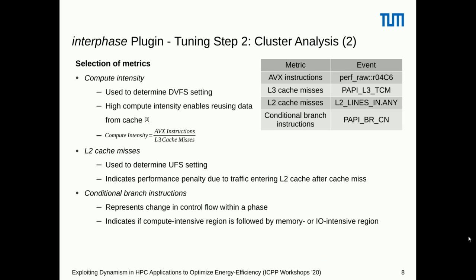First, compute intensity. This is a good metric to determine the DVFS setting, since codes that have a high compute intensity have the possibility of reusing data in the cache and hence have fewer last level cache misses. We define compute intensity as the ratio of AVX calculation instructions to the L3 cache misses. This, however, is not the best metric to determine the uncore frequency setting, since the L1 and L2 caches are part of the core, while the L3 cache is part of the uncore.